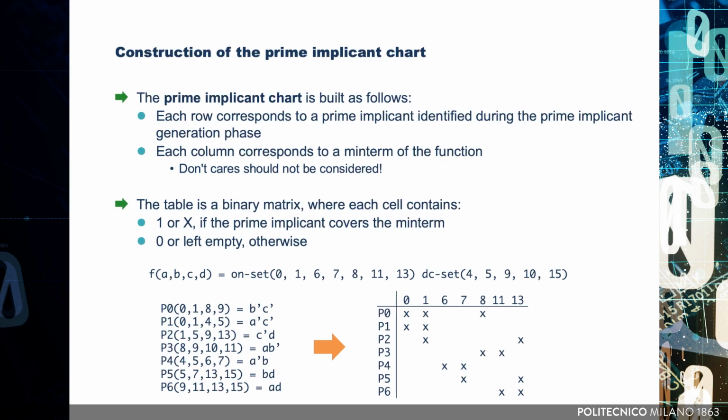Note that there is at least one X in every column, because each minterm must be covered by at least one prime implicant. There is also at least one X in every row, because each prime implicant must cover at least one minterm. If either of these conditions is not met, it indicates an error, either in the calculations from the expansion phase or because we mistakenly included a non-prime implicant in the table, for example, one that covers only don't care terms and should have been discarded.